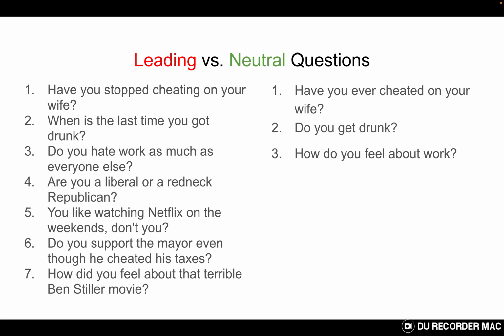Number four is a great example of a unipolar question where one option is clearly better than the other, and you're also name calling. Are you a liberal or a redneck Republican? Not too many people are going to want to enthusiastically say, yes, I'm a redneck Republican. So you're eliminating a lot of answer options from them. A better way to phrase it might be, what is your political affiliation? Or are you liberal or conservative?